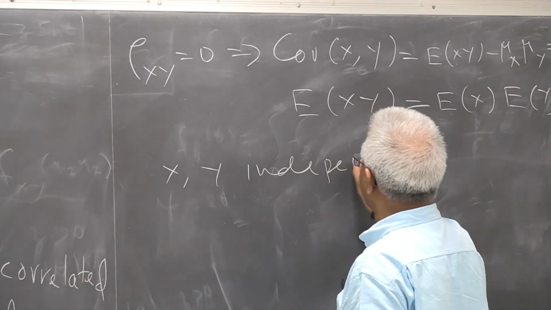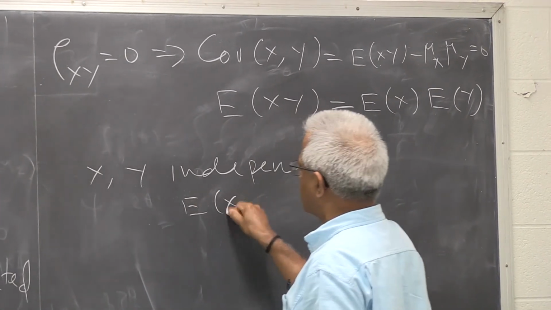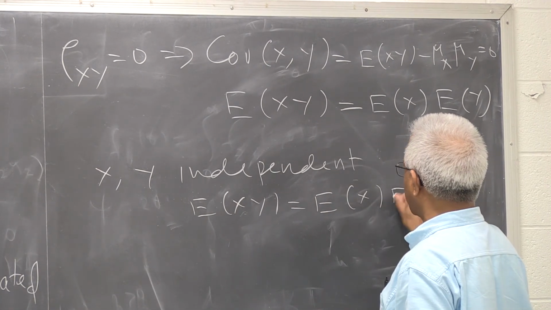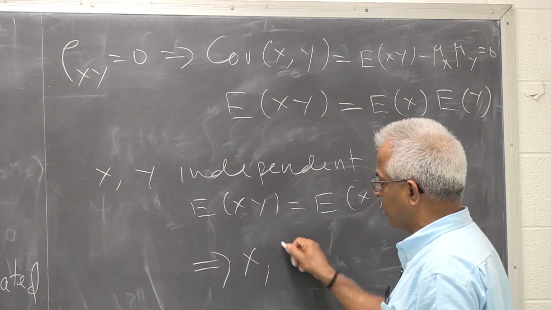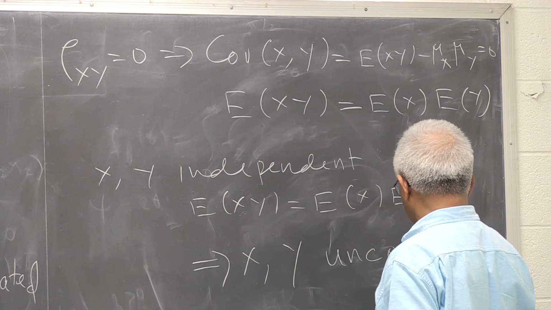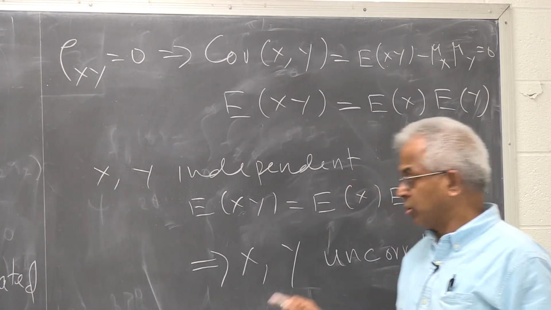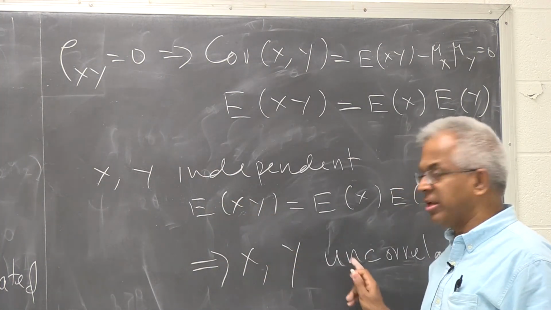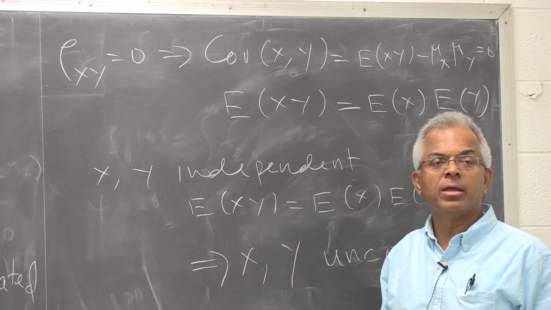So x and y are independent. We know that the expected value of xy is the same as the expected value of x times the expected value of y. That means x and y are uncorrelated. I am going to show through an example that it doesn't go the other way. Two random variables may be uncorrelated, but they need not be independent.